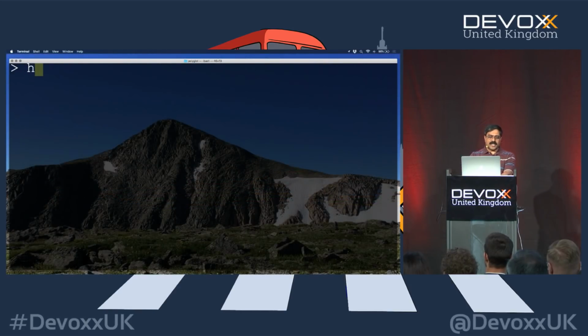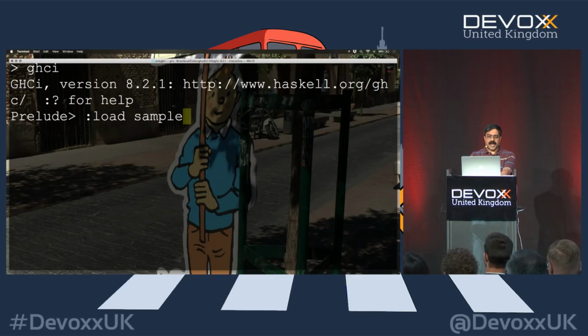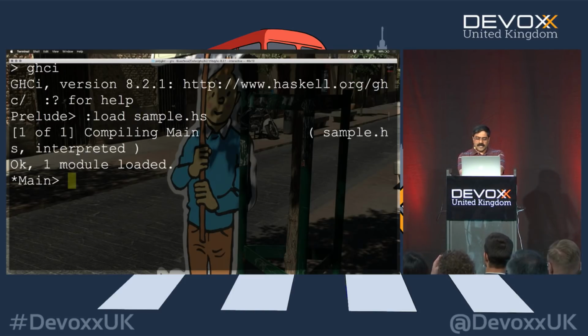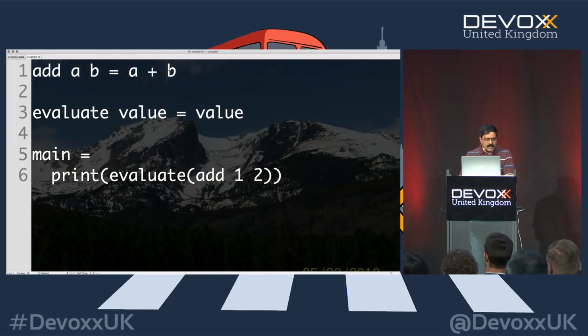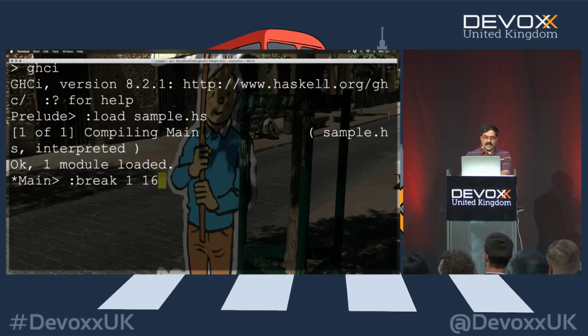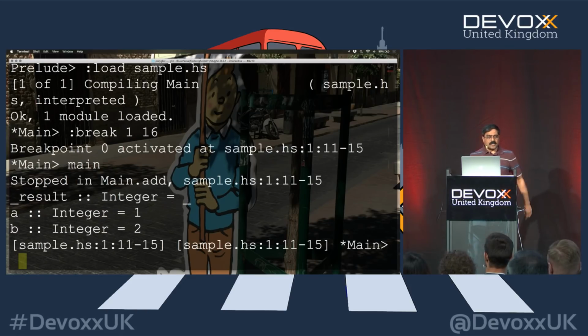I'm going to run the GHCI, which is the REPL for Haskell. I'm going to load this program we have on our hand, which is the sample.hs. And now that I've loaded it, I'm going to put a breakpoint on line number 1, at character number 16, let's say, and then I'm going to ask it to execute the main function. When I execute the main, you notice the code is breaking right there on line number 1. Between 1 and 15, it's breaking.